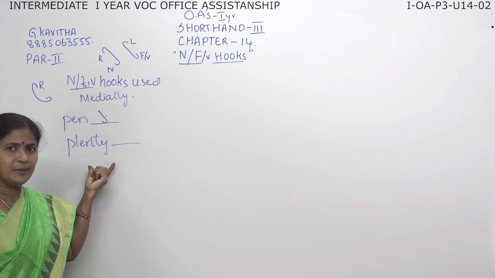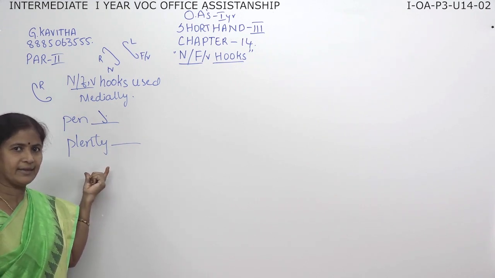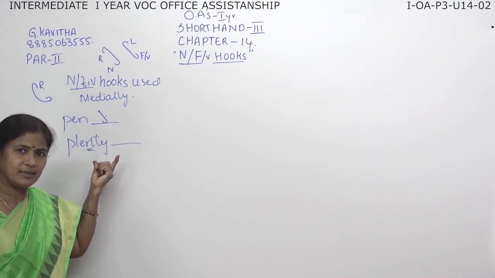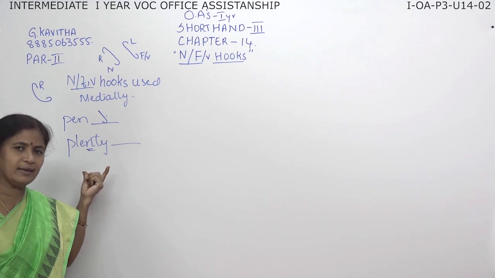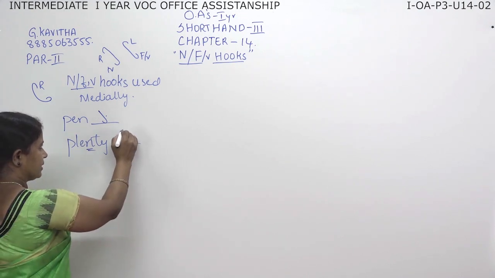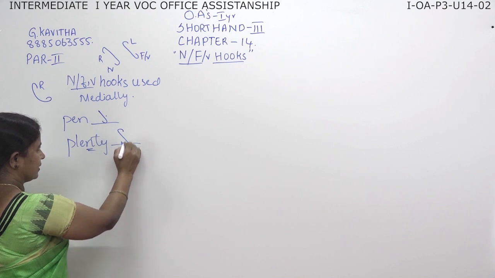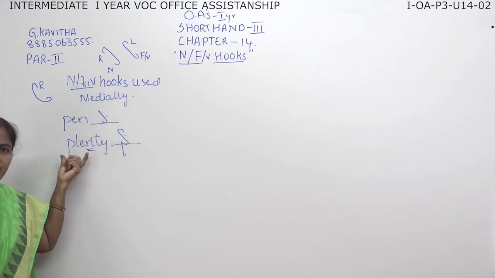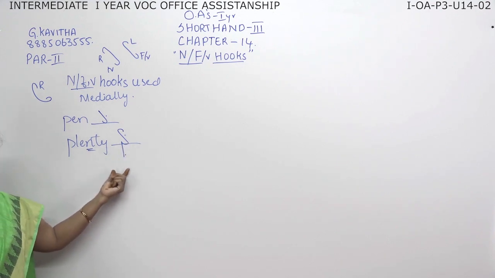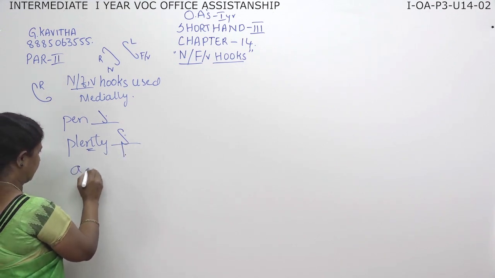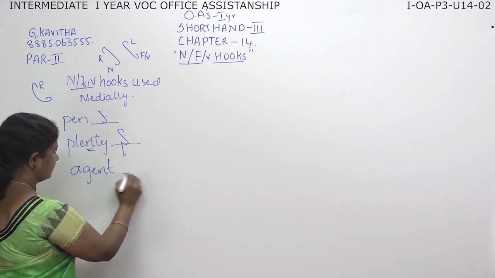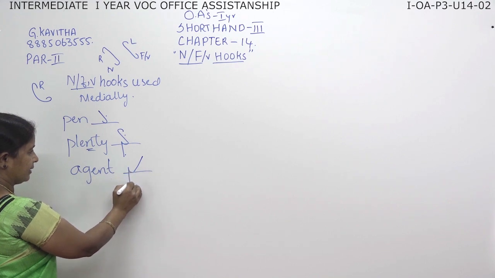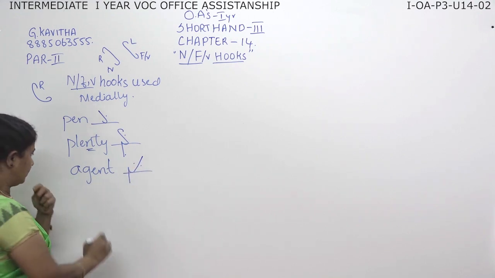Plenty. Pull, N and T. When the sound of N is coming, word మధ్యలో మనకి సౌండ్ ఆఫ్ N వస్తుంది. ఎలా రాయాలి? Plenty. Pull, N and T. కదా? We are getting the sound of N in the middle of a word. How do we write? Like this. Plenty. Agent. J, N and T. Agent. Okay. Suddenness.